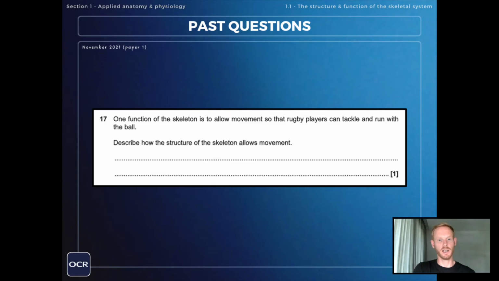So the first question here: one function of the skeleton is to allow movement so that rugby players can tackle and run with the ball. Describe how the structure of the skeleton allows movement. And the answer I've provided here is that bones provide the surface for tendon attachments. So bones enable muscles to attach via the tendons. When the muscles contract, they therefore pull on the bones, creating movement at joints.